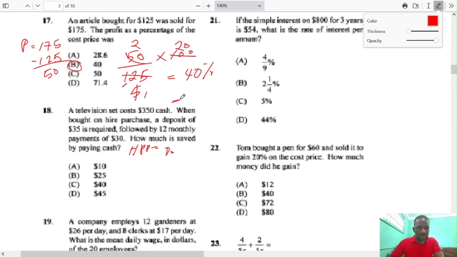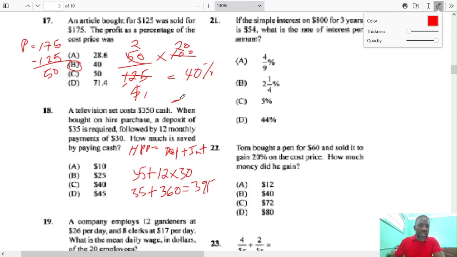Our deposit plus our installments. So our deposit is $35 plus 12 monthly installments, so it's 12 times 30. So that is equal to 35 plus 12 times 30, that will give us 360, right? So if we add 35 plus 360, that will give us 395.